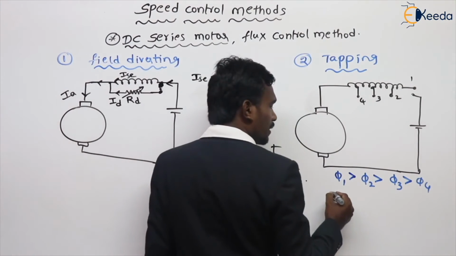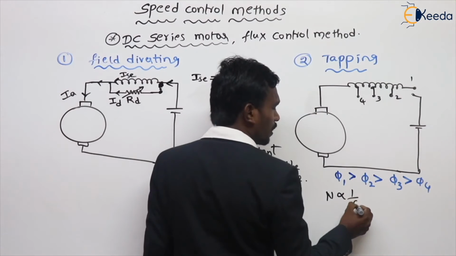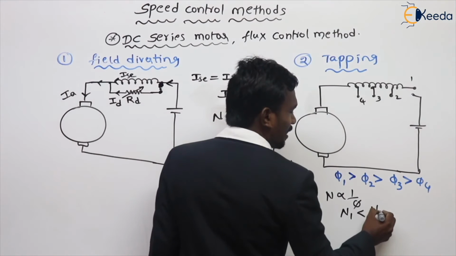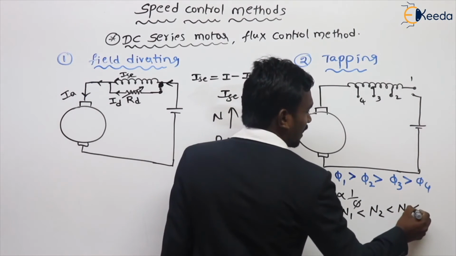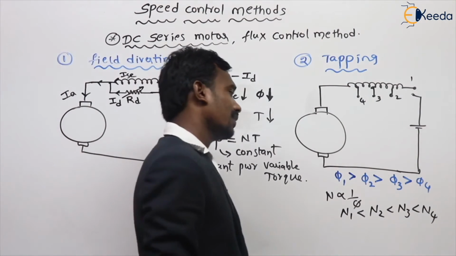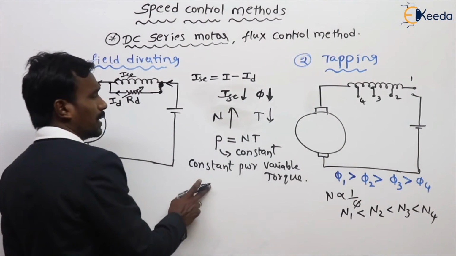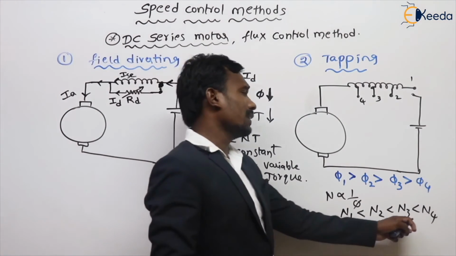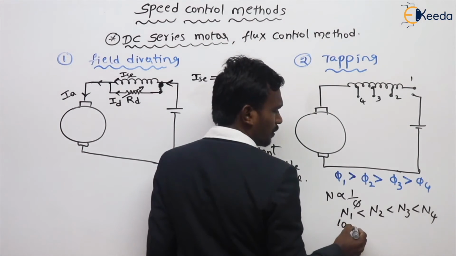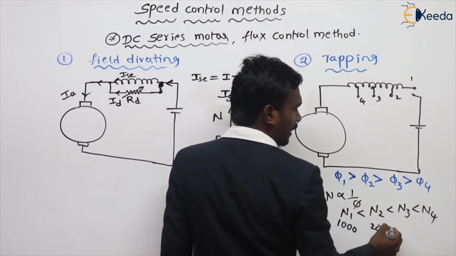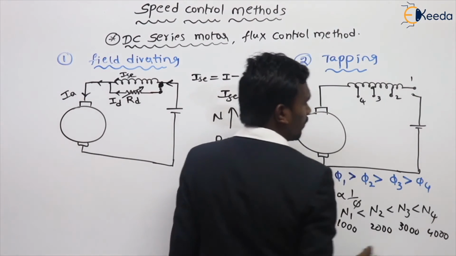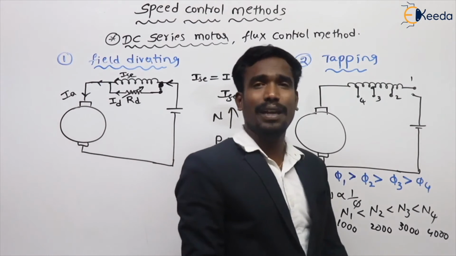But we know that speed is inversely proportional to flux. That's why the speed n1 is less than n2, less than n3, less than n4. Like this, we can reduce the speed. Here also we can increase the speed, because when it is connected to here, for example, 1000 rpm. Now I connected here 2000 rpm. I connected here 3000 rpm. I connected here 4000 rpm. Like that, we can increase the speed.